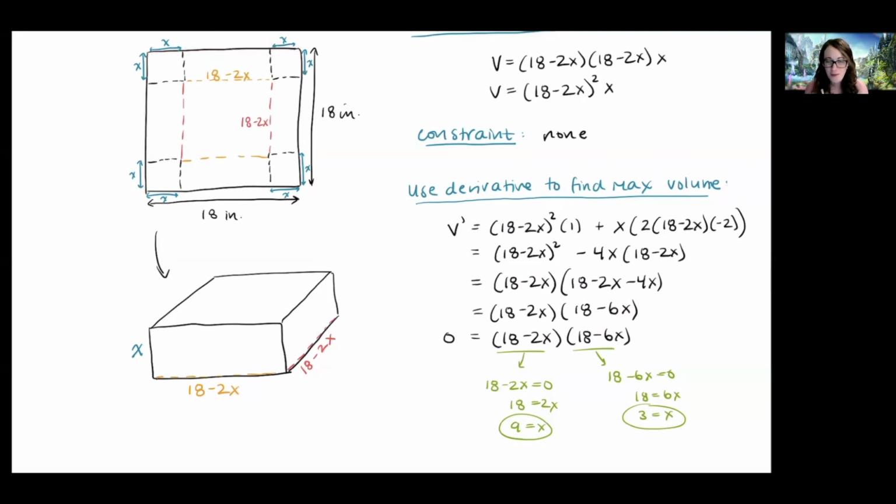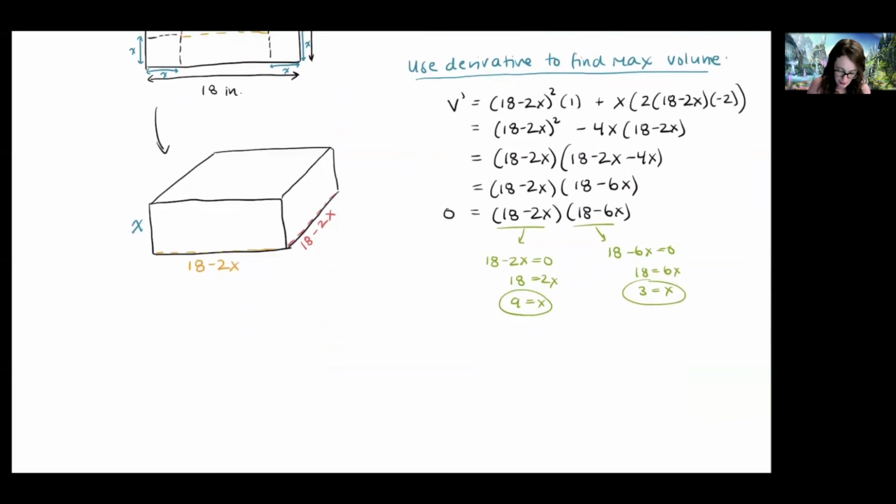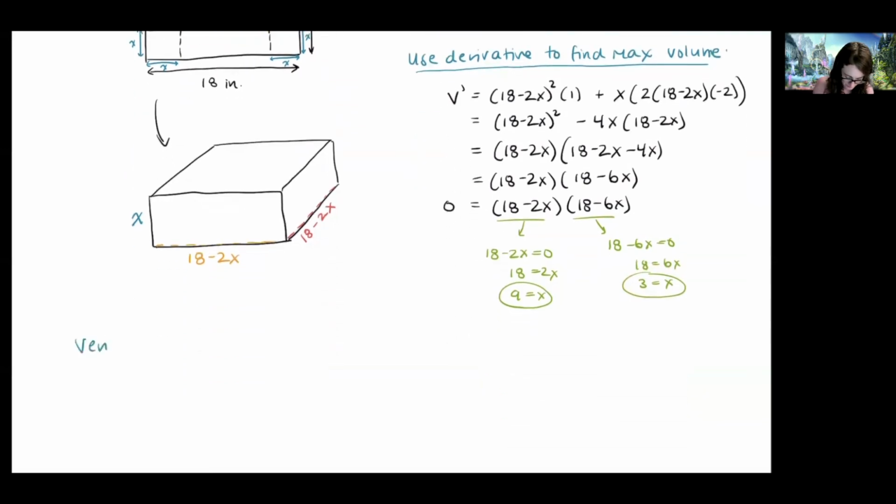And we would essentially have no paper left to make a box. So I hope that this one will give us a minimum, and hopefully this one here will give us a maximum, but let's let the calculus decide that. So we want to verify which one gives us a maximum volume. Okay, so let's find the second derivative, so v double prime. I'm going to look at the first derivative as a product right here, and I'm just going to use the product rule on this.